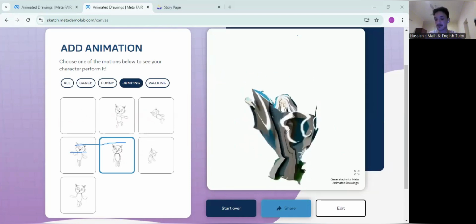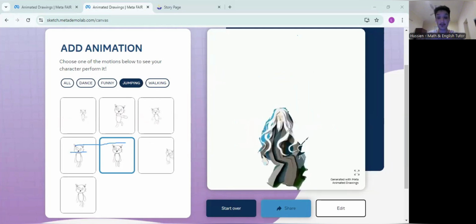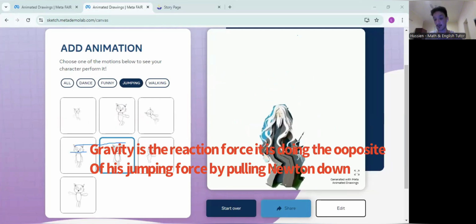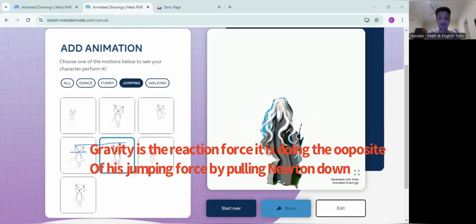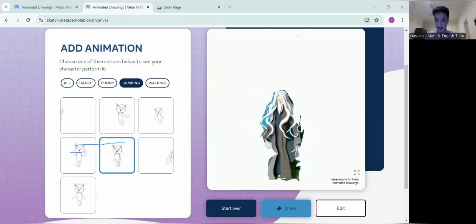All right. But as you can tell, there's something pulling him down. There's a force that's pulling him down, right? And why is that? Well, see, that force is gravity. And what it's doing is it's producing an equal force in the opposite direction. And that's what pulls Newton down, right?